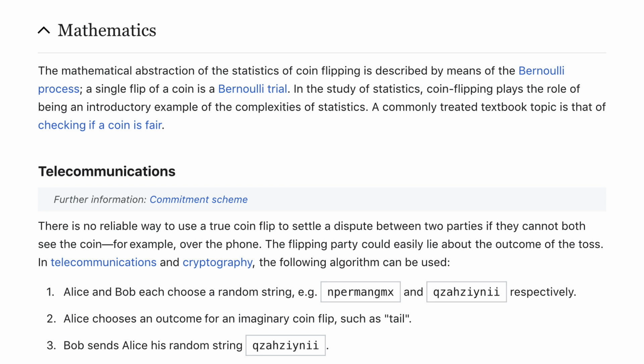Telecommunications. There is no reliable way to use a true coin flip to settle a dispute between two parties if they cannot both see the coin, for example, over the phone. The flipping party could easily lie about the outcome of the toss. In telecommunications and cryptography, the following algorithm can be used.